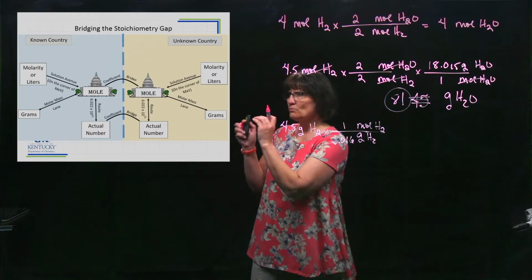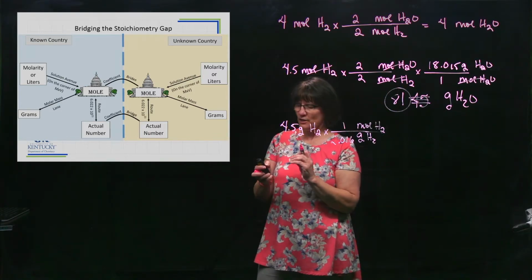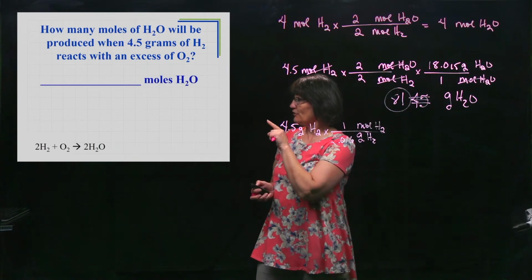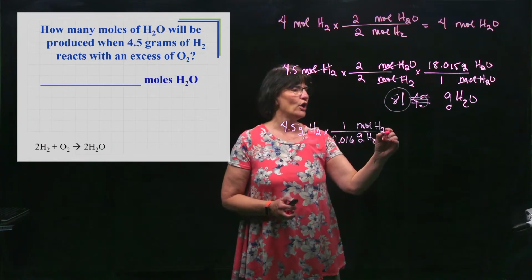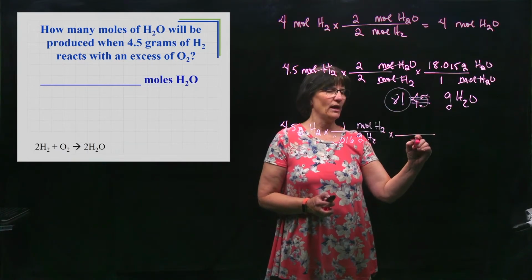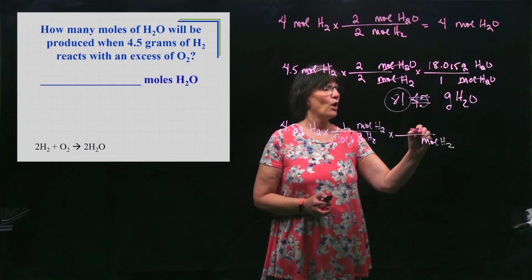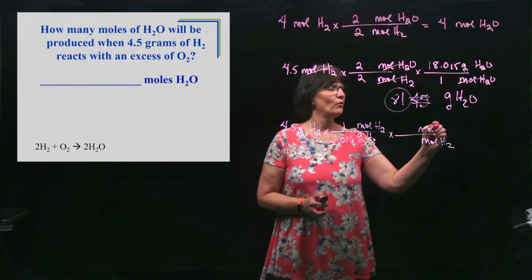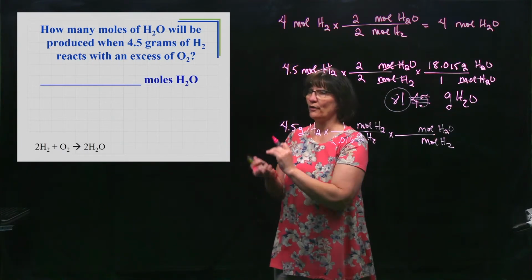That got me into moles. I'm ready to go and discover something about my unknown. My unknown in this problem is how many moles of water. So I'm trying to go to moles of water, so I'm going to go over the bridge. I cancel what I don't want, moles of hydrogen, and go over the bridge to moles of what I'm looking for, and in this case, how many moles of water they're looking for.